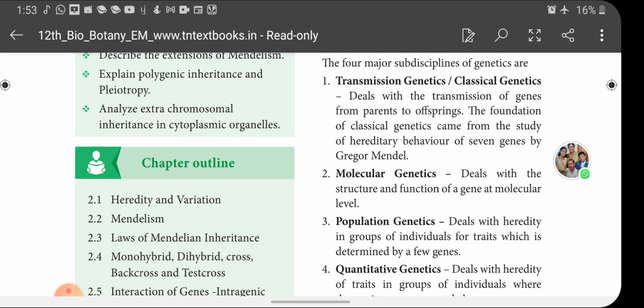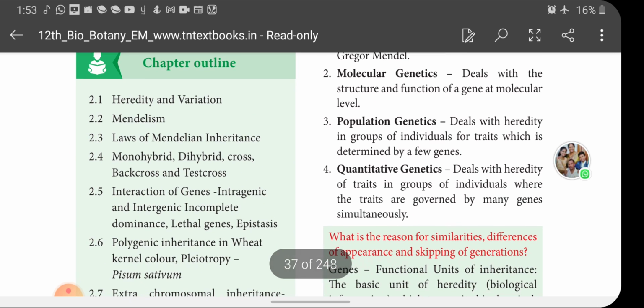How can we find that genes are transmitted from parents to offspring? For this question we can get the answer: it is due to the foundation of classical genetics, which came from the study of hereditary behavior of 7 genes by Mendel. The next one is molecular genetics. It deals with the structure and function of genes at the molecular level.